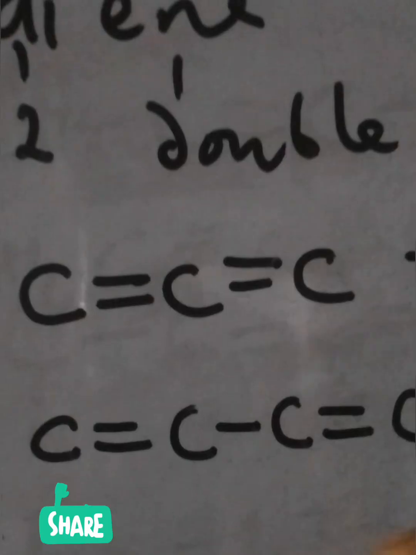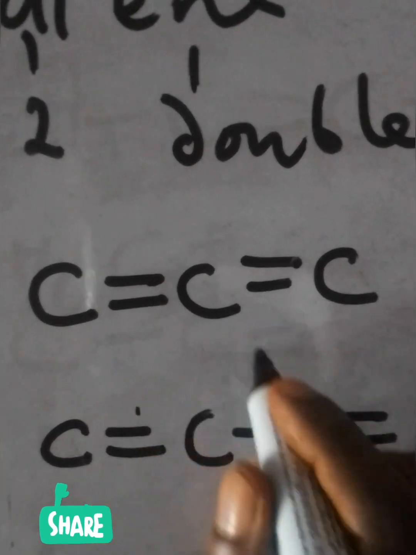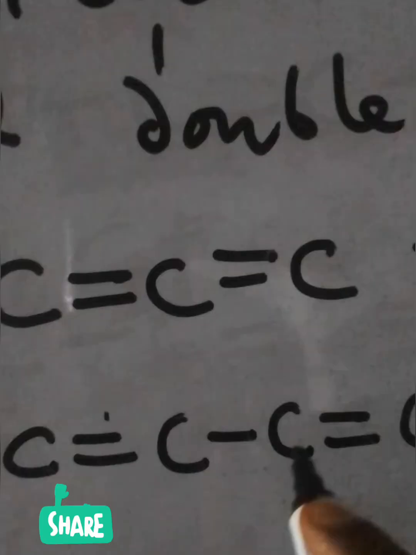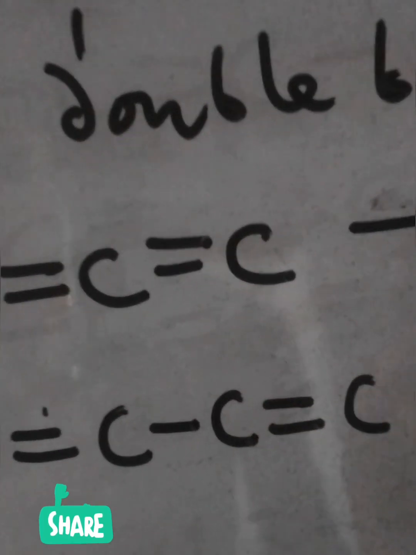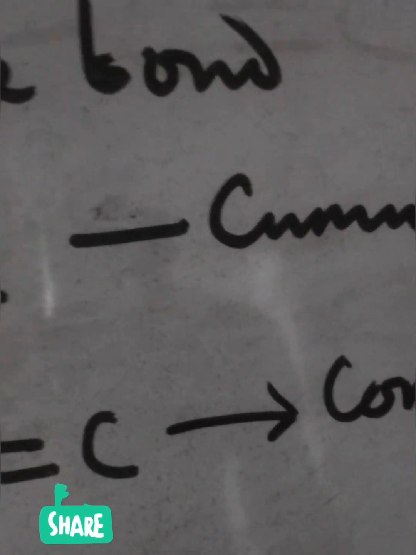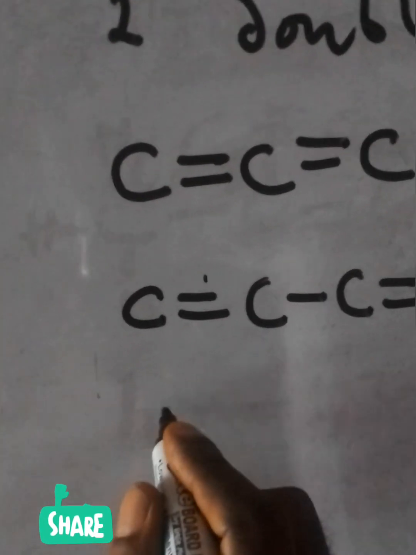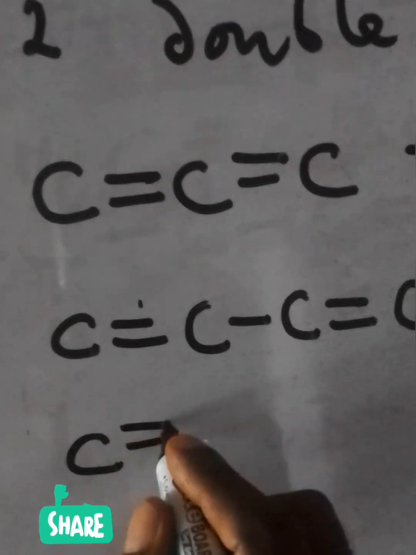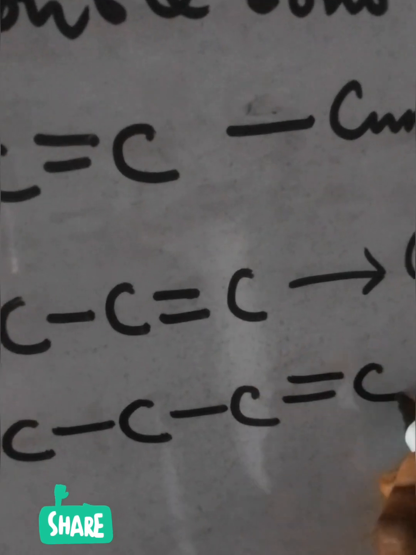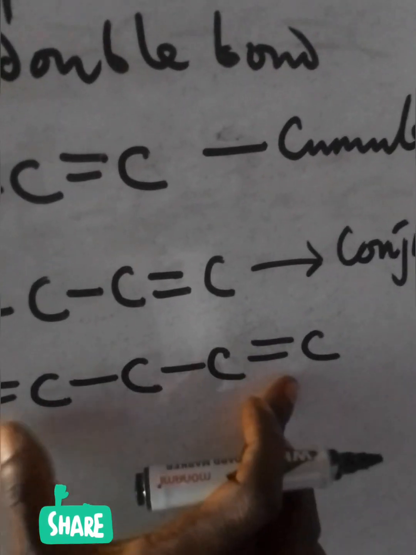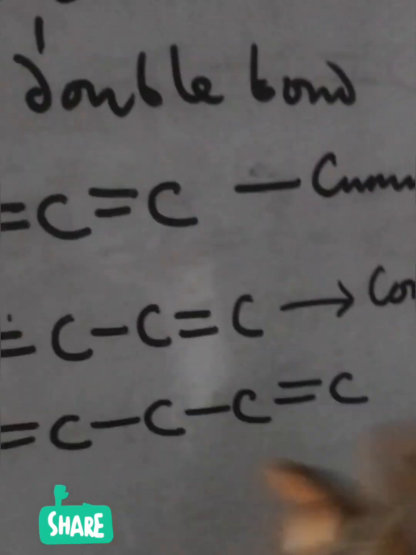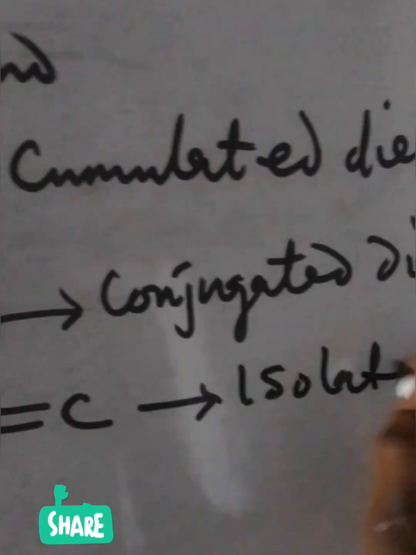There is a diene where the two double bonds between carbon atoms are separated by a single bond. That is conjugated, which means this pi electron can easily jump into this place and re-establish the double bond here and single bond here. So this one is conjugated diene. We also have isolated diene, where the double bonds are separated by more than one single bond. See, the two double bonds are too far from each other, that they are separated by more than one single bond. This is isolated diene.